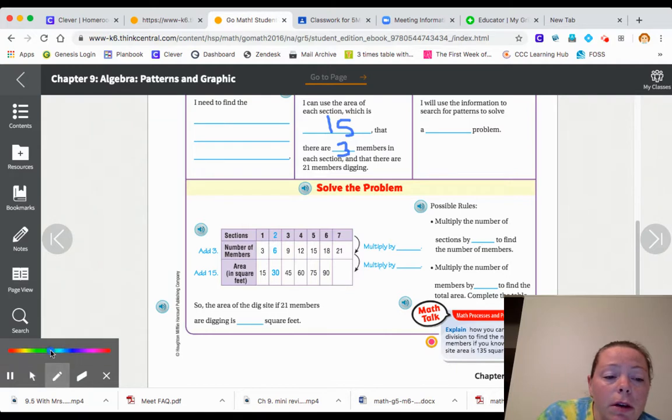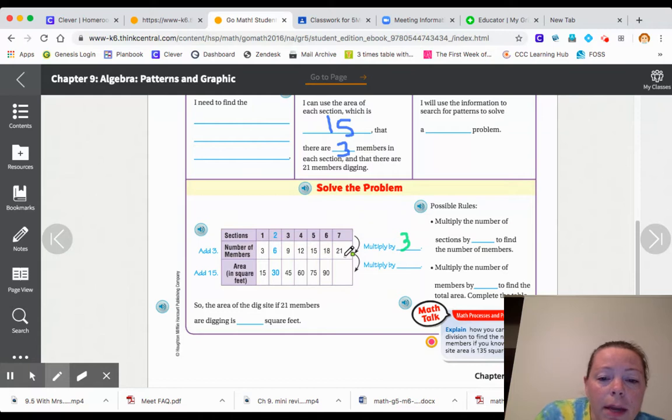So I know here, every time there's a new section, I multiply by 3 to get the number of members. Number of sections times 3 to get the number of members. Now, to get from the number of members to the area of square feet, how do I get from 3 to 15?